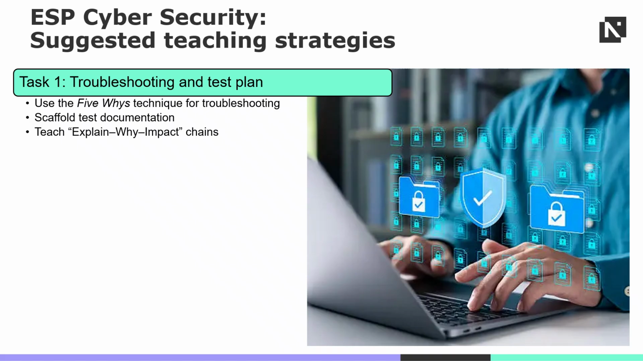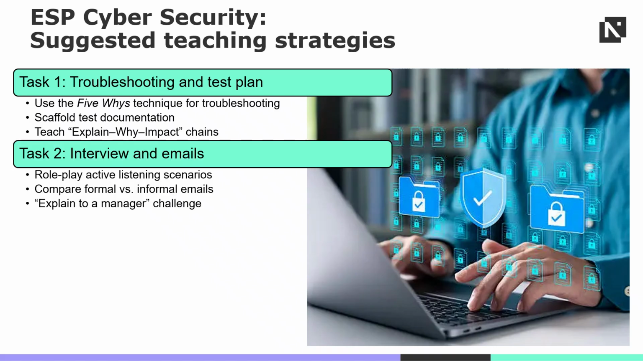Scaffold test documentation, so you could give students a partially completed test plan and ask them to fill in missing sections such as purpose, expected result or outcome. And teach explain why impact change to develop depth of explanation, where students would rework short answers by adding one sentence for why and another for impact on the users or network.